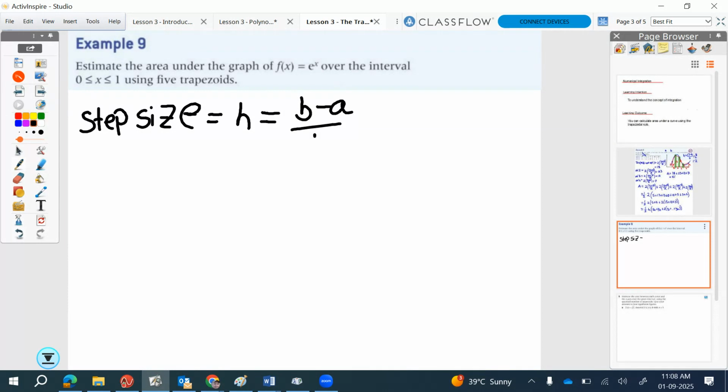b minus a over n. And then here in the question, what is the value of b? 1. Where do you see that? It's the upper limit of integration and the upper limit of the interval, same thing. What is the value of a? 0. What is the value of n? 5. Why is n 5? Because it's the number of trapezoids. As a decimal, this will give us 0.2.